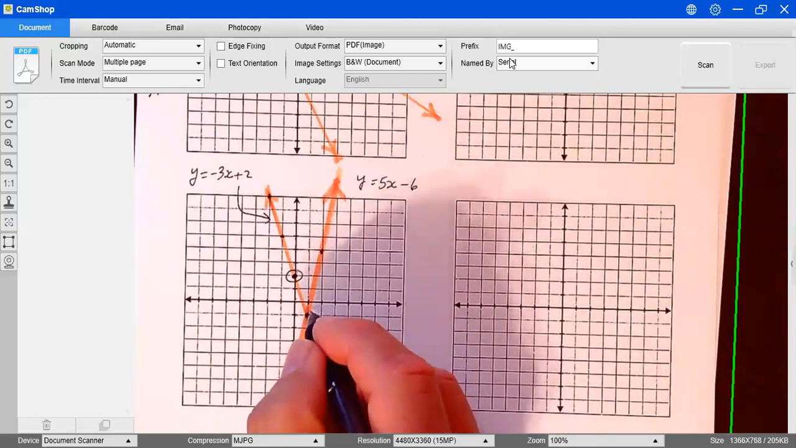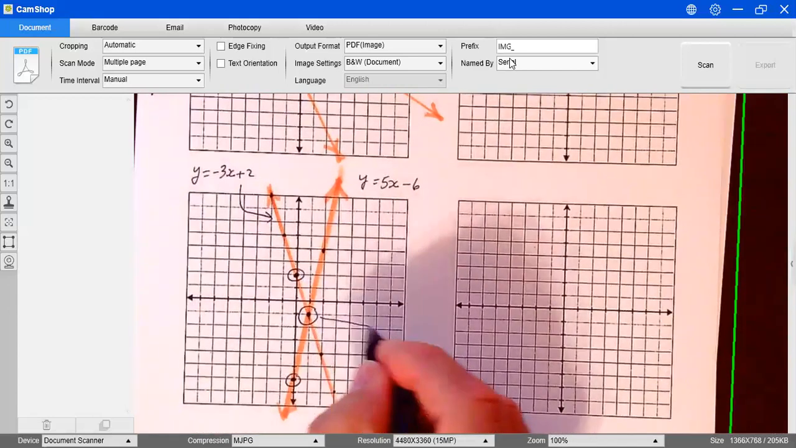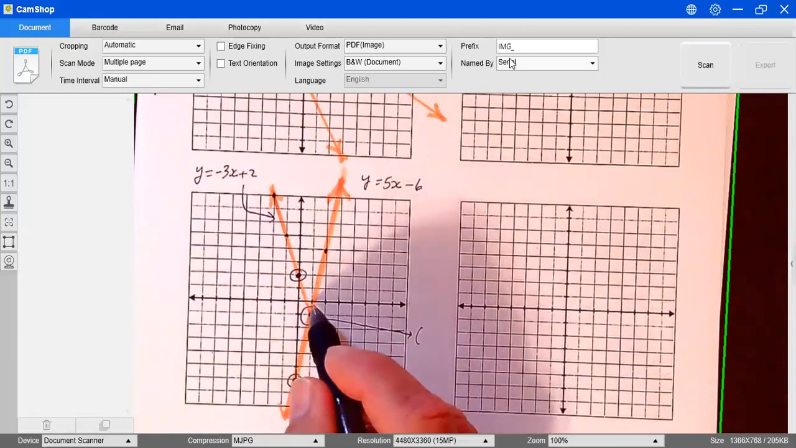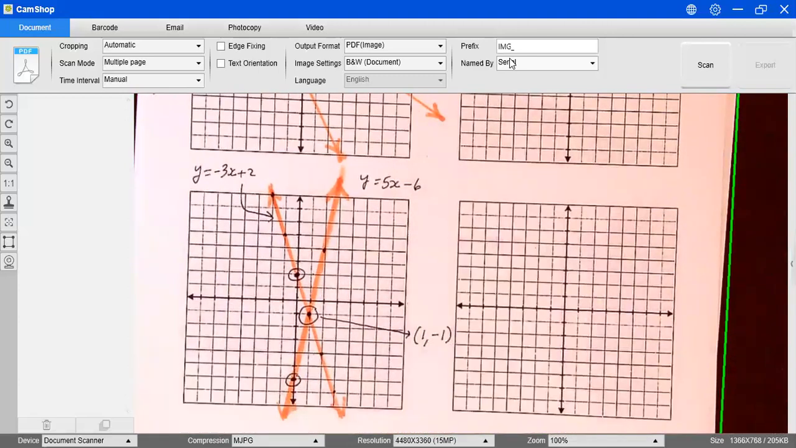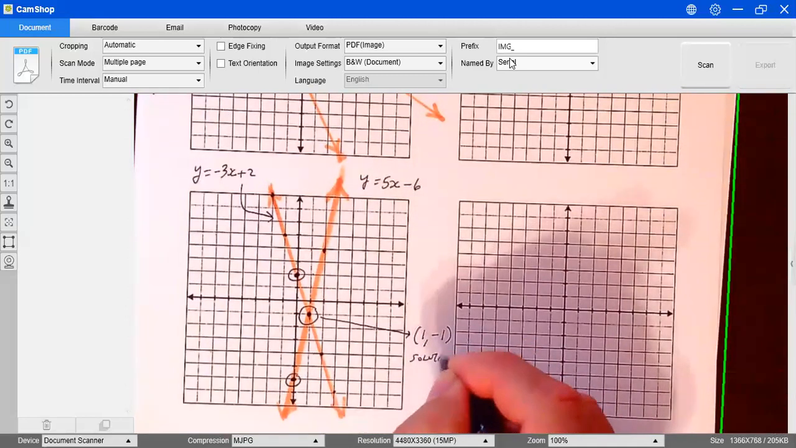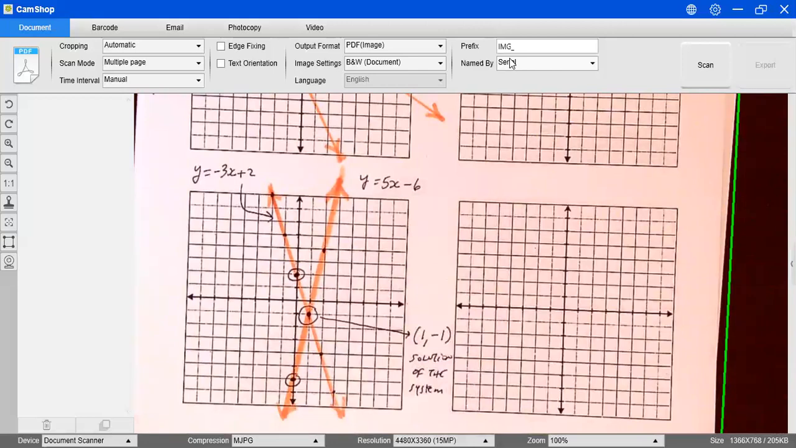And we find very easily the intersection point. The intersection point now is this point with coordinates 1, -1. So this point should be the solution of the system. So let's write here, solution of the system. So this is the graphing method to solve linear equations.